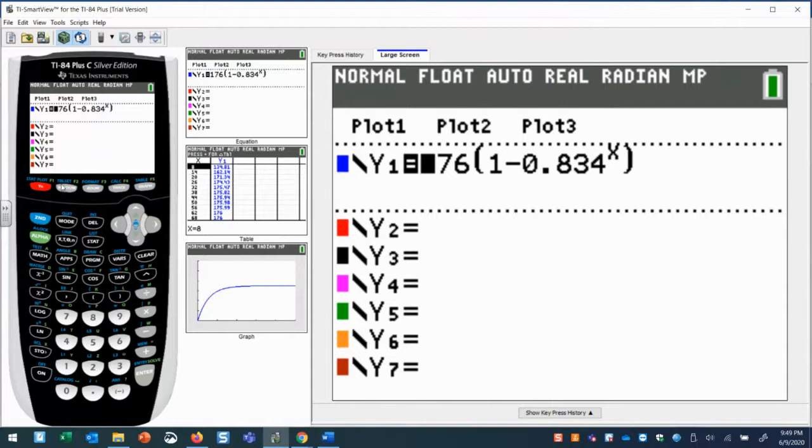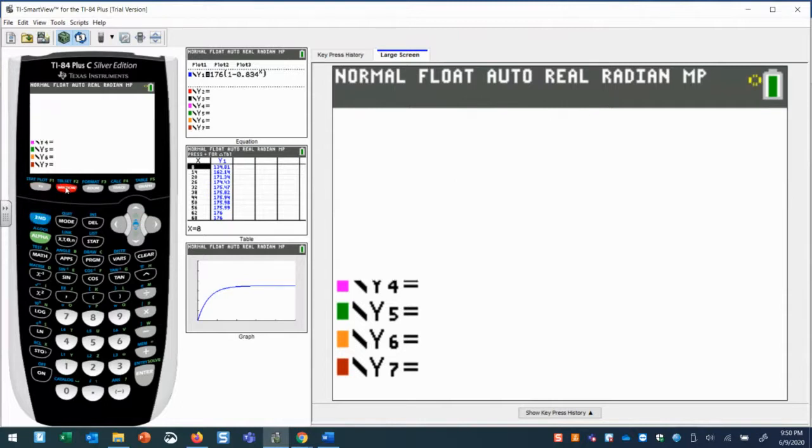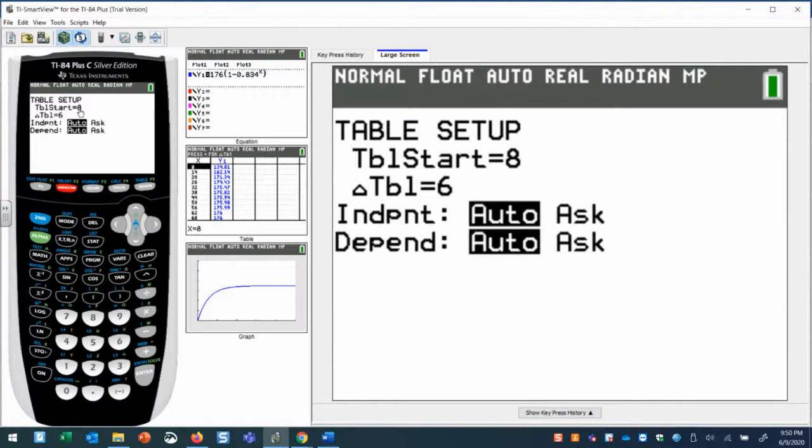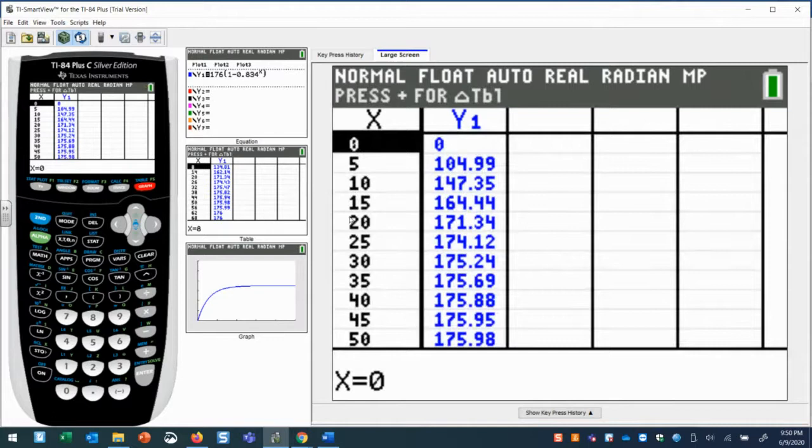So I'm going to press second because it's in blue. Second window. I want to start at 0, my table, and it said increments of 5. So my delta here, I'm going to change that to 5. I want my table to go out by 5s. I want the calculator to do it for me, so auto. So now I want to view my table over here. Second table. Now I see my table here, increments of 5, 5, 10, 15, 20, and here are my values. So let's put these values on our table.